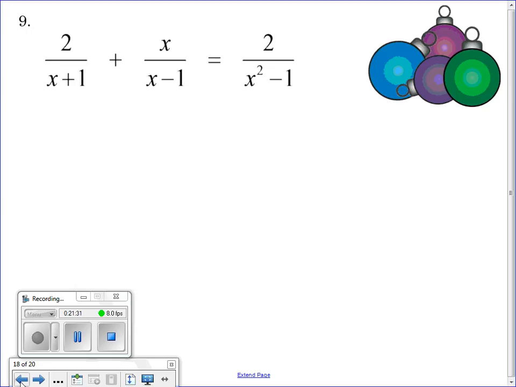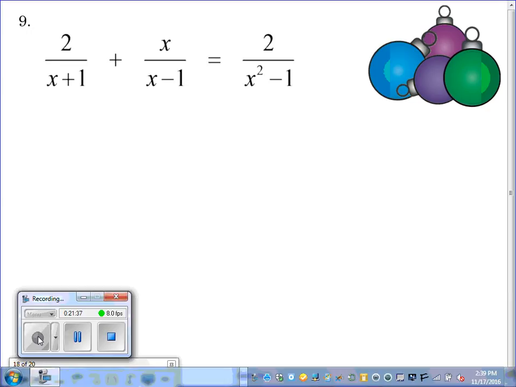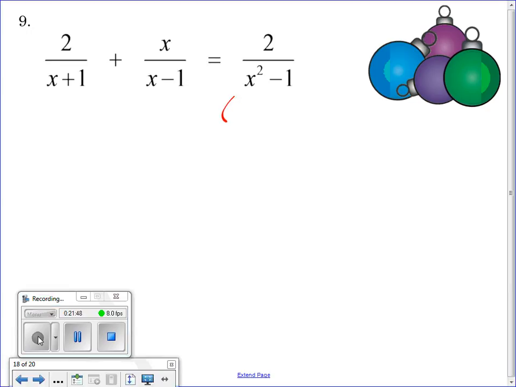Why don't you guys try this one on your own? Let's go ahead and go through number 9 quick. Then I'll give you time to work on the challenge problem, and I'll give you your homework assignment for tonight. Okay? I know you're excited. All right. So number 9, we have to factor the denominator, x plus 1, x minus 1. Your LCD is x plus 1, x minus 1.